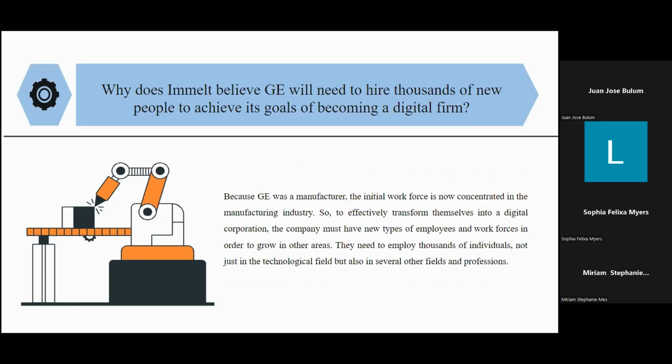So why does Immelt believe GE will need to hire thousands of new people to achieve its goal of becoming a digital firm? Because GE was a manufacturer, the initial workforce is now concentrated in the manufacturing industry. To effectively transform themselves into a digital corporation, the company must have new types of employees and workforces in order to grow in other areas. They need to employ thousands of individuals, not just in a technological field, but also in several other fields and professions.